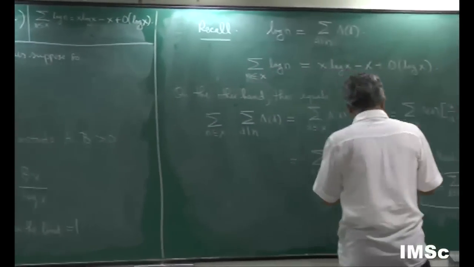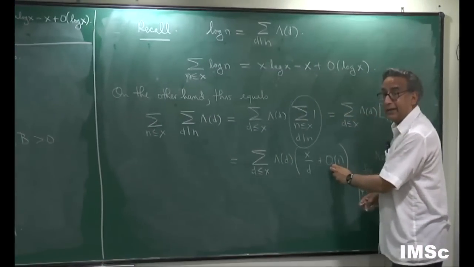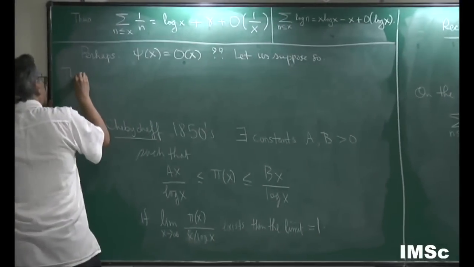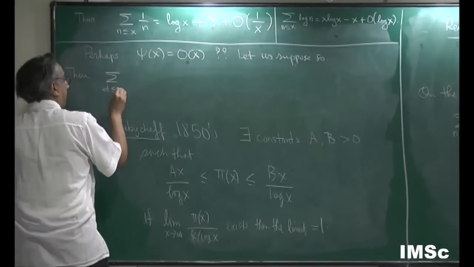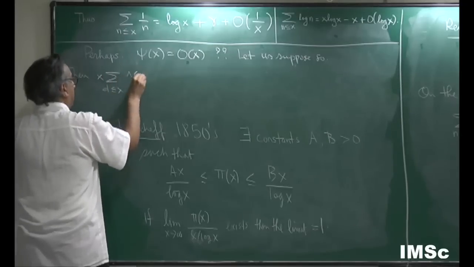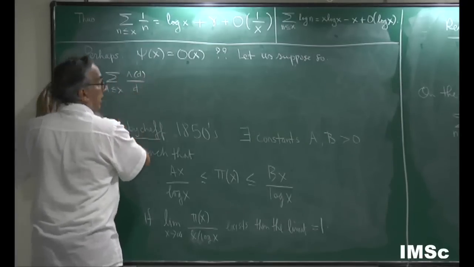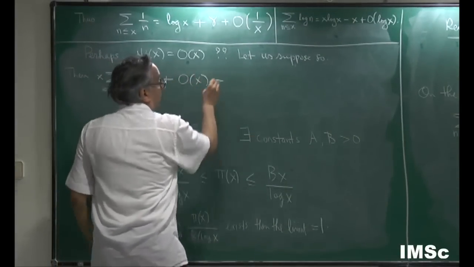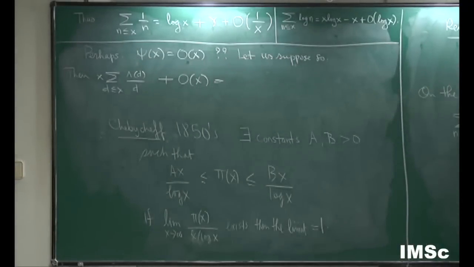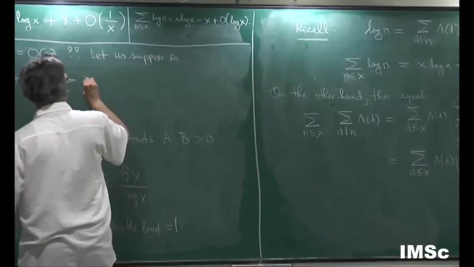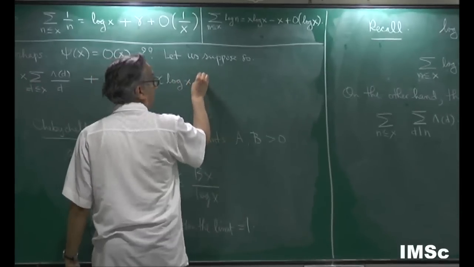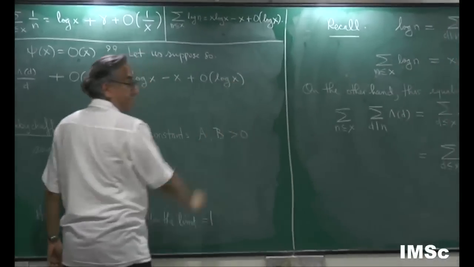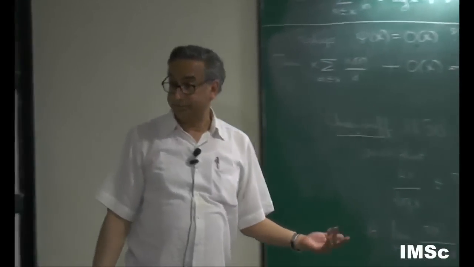And if that's the case, then it allows me to handle this error term. Then, the summation over d less than x of x lambda d over d plus O of x equals this guy, x log x minus x plus O of log x. So we get an equality, okay?